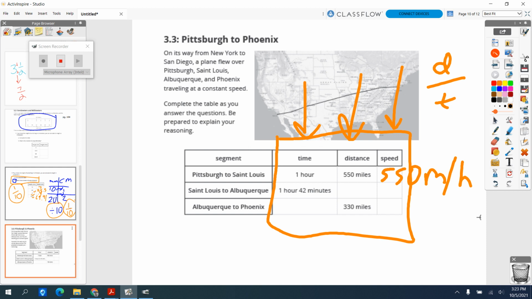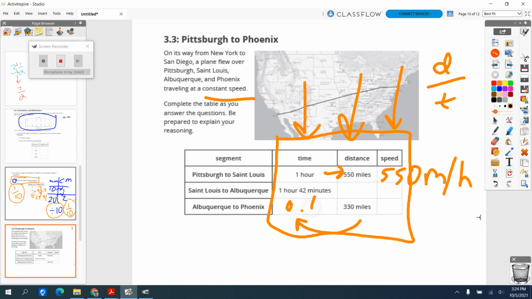So remember, we want to know what are you multiplying by to go from one to the other. So it's basically talking about it going at a constant speed. That's the constant of proportionality. So you can see, how do you go from 1 to 550? Well, you're multiplying by 550. But if you're going the other way, you're actually dividing by 550. So the first thing I'm going to do is I'm going to get this answer right here by doing 330 divided by 550. And you get 0.6.